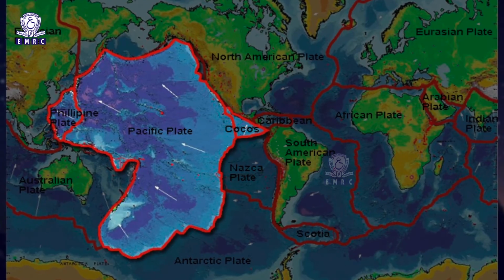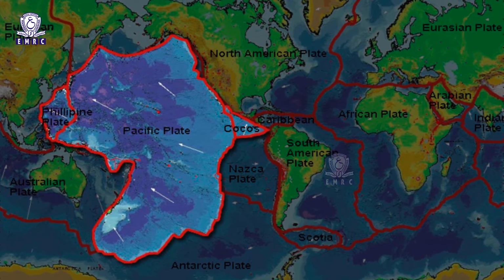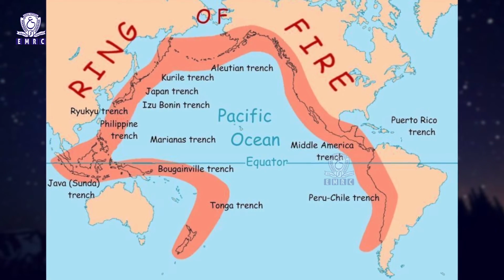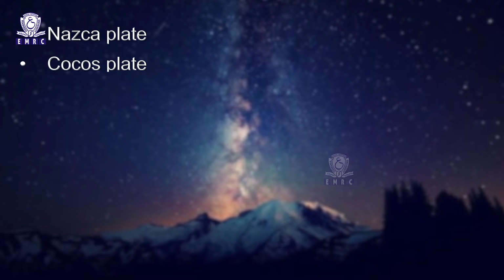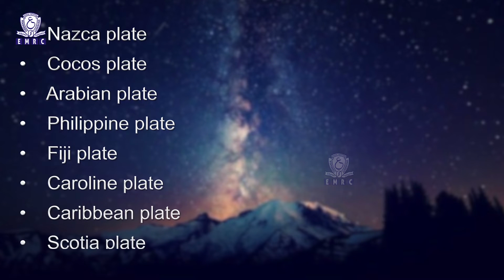The Pacific plate is the largest plate, composed of almost entirely oceanic crust, and covers about 1/5 of the entire Earth's surface. Some important minor or intermediate plates are the Nazca plate, Cocos plate, Arabian plate, Philippines plate, Fiji plate, Caroline plate, Caribbean plate, Scotia plate, etc.